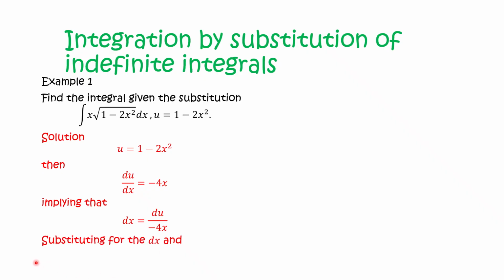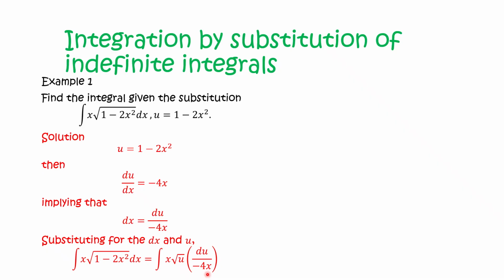We then move on to substitute the dx and the u in the integral. Upon doing so, we are going to have the integral of x times the square root of u times du over minus 4x. Now, I would like you to take note of something.